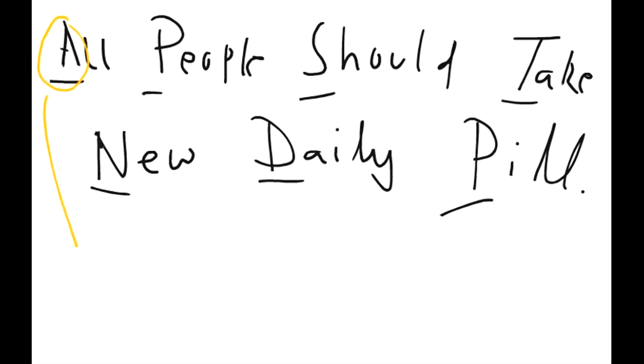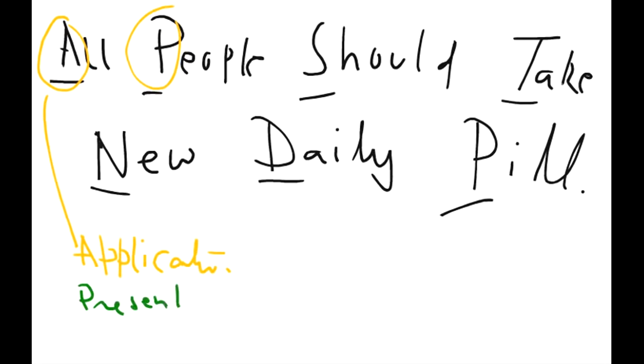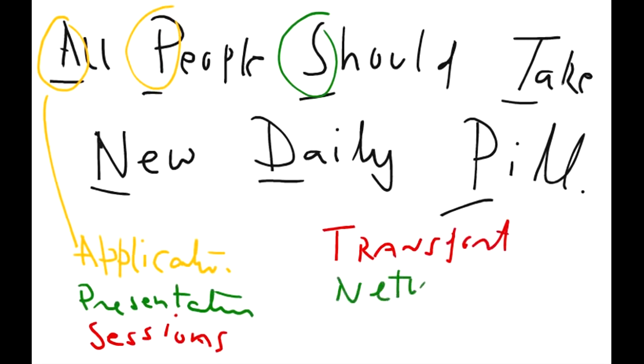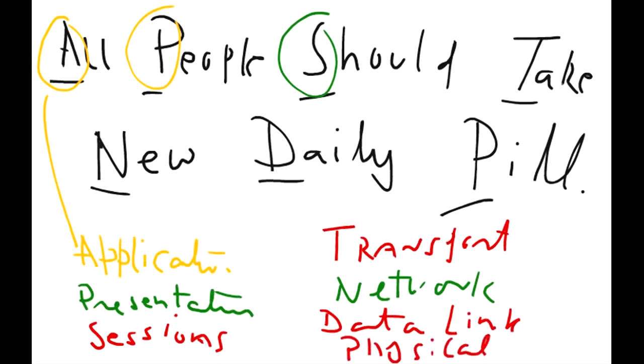So A stands for application layer. P stands for presentation layer. S stands for session layer. And this is the easiest way to remember it. T stands for transport layer. N stands for network layer. D stands for data link layer. And P stands for physical layer. So this is an easy way to remember which layer comes first. On number 7, then number 6, number 5, number 4, and number 3.